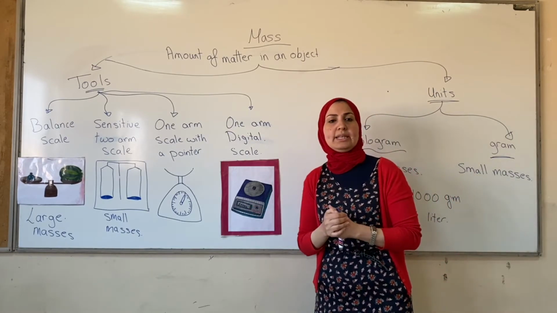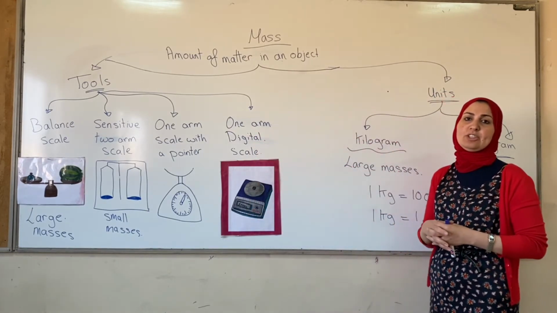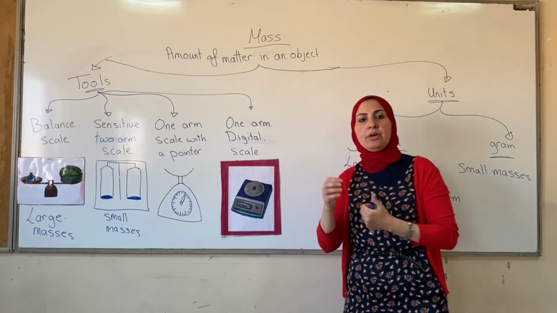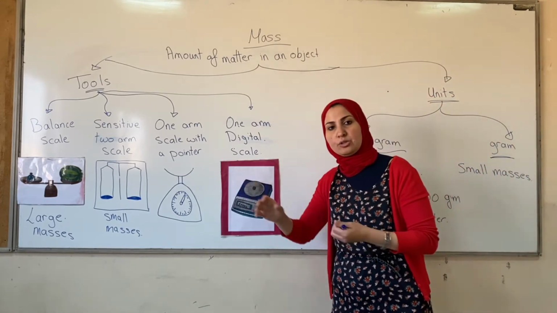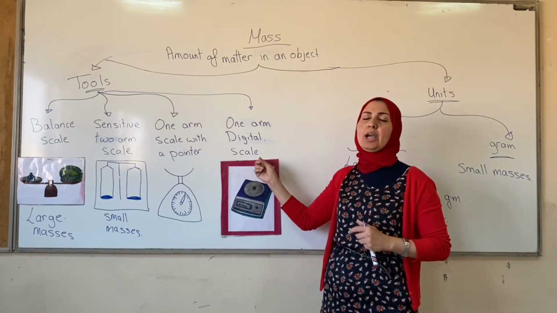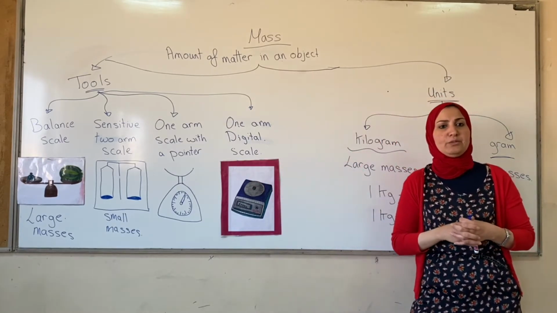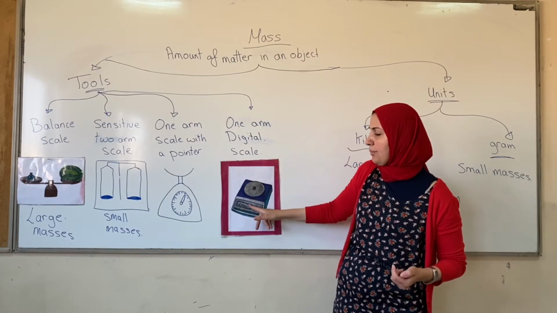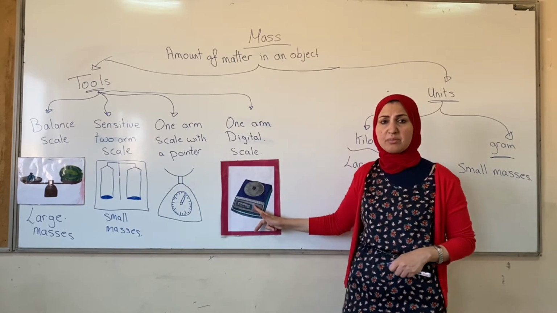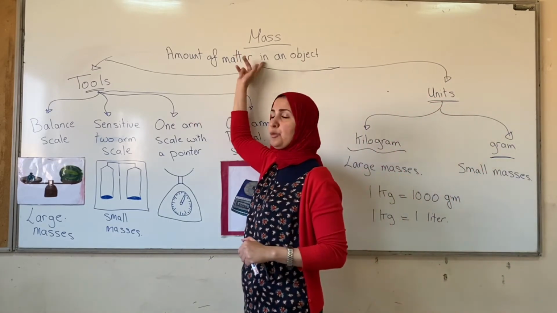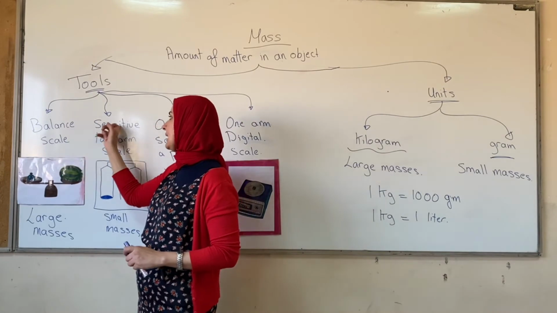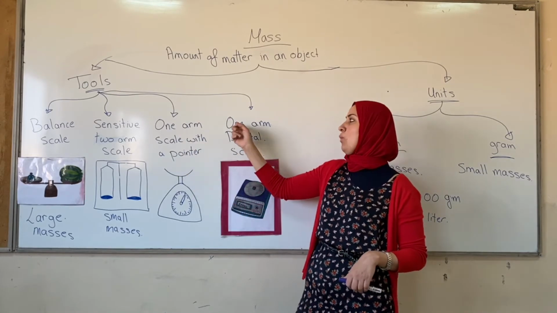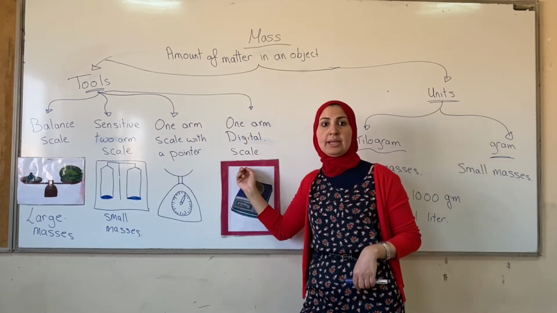Where do I use it? You can see that this one is more advanced. I can use it for measuring either small masses or large masses. If you are going to buy jewelry, the man is going to put the jewelry on the balance to measure it, so it gets small masses. Or I can also see it in Carrefour if you are going to buy some fruits and vegetables. You put the object that you want to measure here, and the number will appear here to tell you the mass. So again, I have 4 tools for measuring the mass: balance scale, sensitive two-arm scale, one-arm scale with a pointer, and one-arm digital scale. Clear?